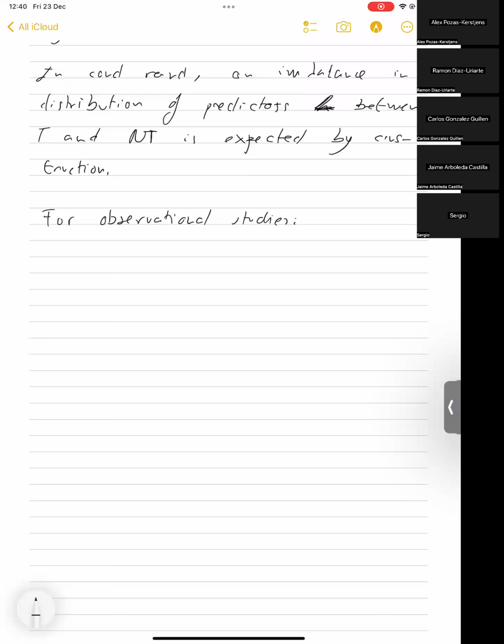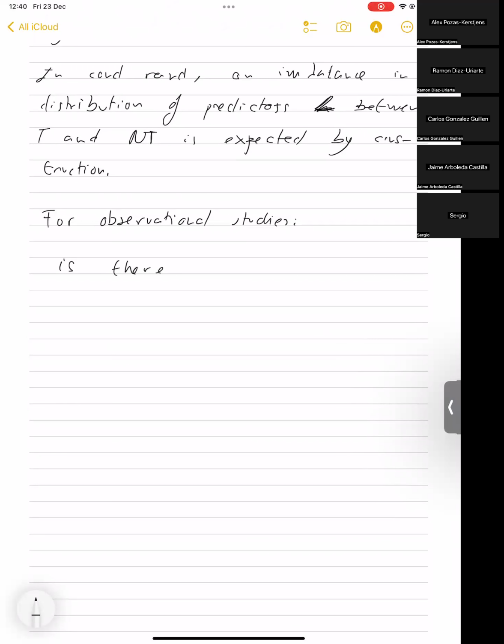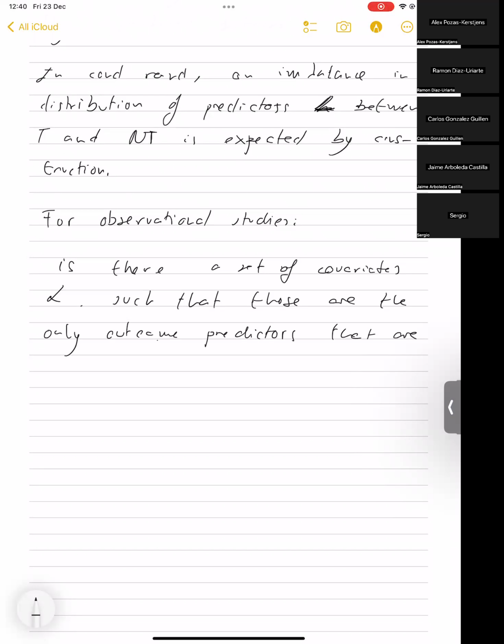So the crucial question here for observational studies is: is there a set of covariates, that we will call L in general, such that those are the only outcome predictors that are unequally distributed between treated and non-treated? And this is the key.